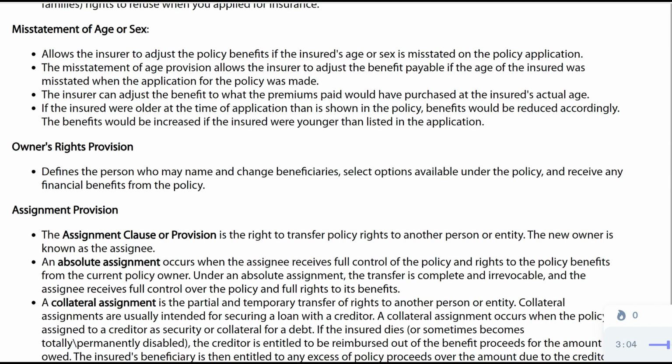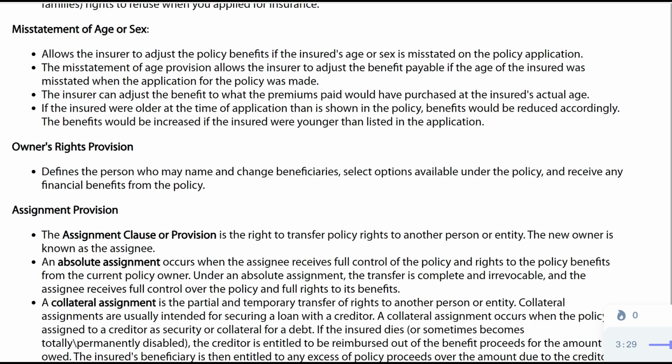The insurer can adjust the benefit to what the premiums paid would have purchased at the insured's actual age. If the insured were older at the time of application than is shown in the policy, benefits would be reduced accordingly. The benefits would be increased if the insured were younger than listed in the application. Owner's rights provision defines the person who may name and change beneficiaries, select options available under the policy, and receive any financial benefits from the policy.